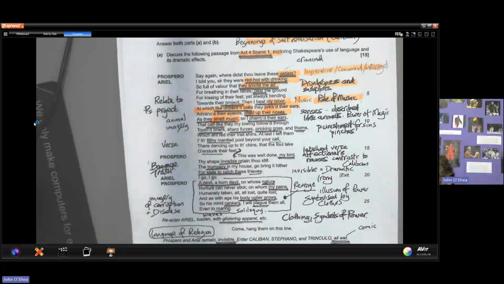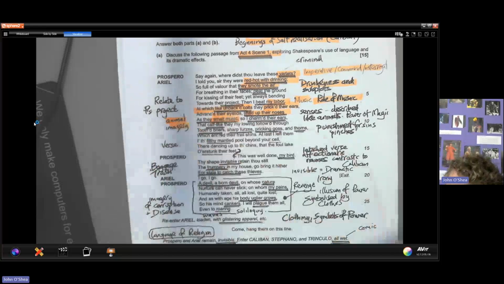So again, the idea of music in the play is a kind of symbol of magic and the power of magic. So you might talk about how they're seen as animals, easily manipulated, and how magic is used to manipulate different characters in the play.